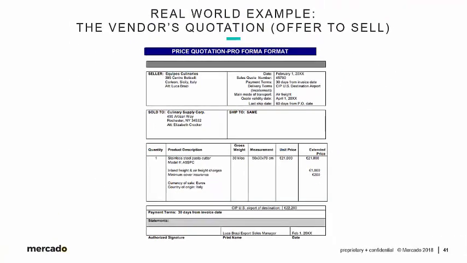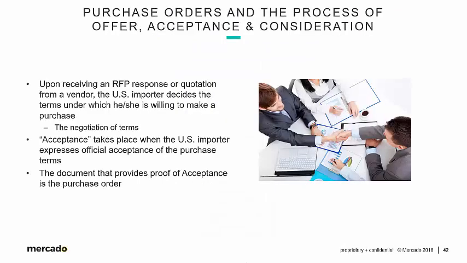As we move forward, we'll see the result of that negotiation between the seller in Sicily and the buyer in the U.S. This slide summarizes much of what we've spoken of. Upon receiving an RFP response or quotation from a vendor, as we saw just a moment ago, the U.S. importer decides the terms under which he or she is willing to make a purchase. The negotiation of the terms. And as we follow this example in future sections, we'll see what the differences were between the offer to sell and the actual PO. Acceptance takes place when the U.S. importer expresses official acceptance of the purchase terms. Essentially, the document that provides proof of acceptance is the purchase order itself. It's all very much a process, a sequential process.